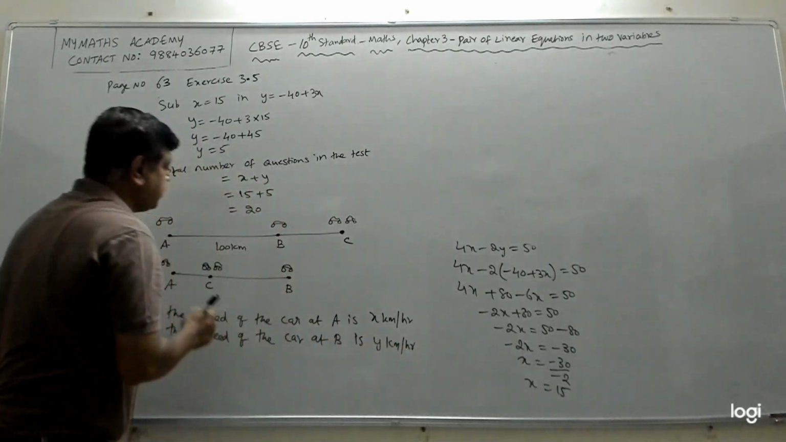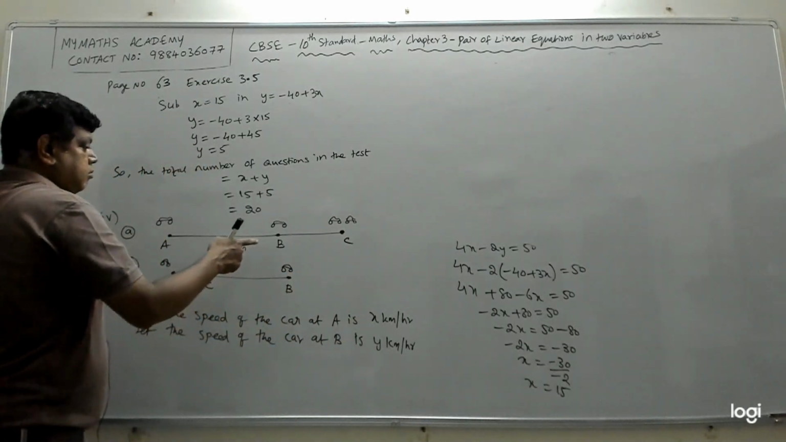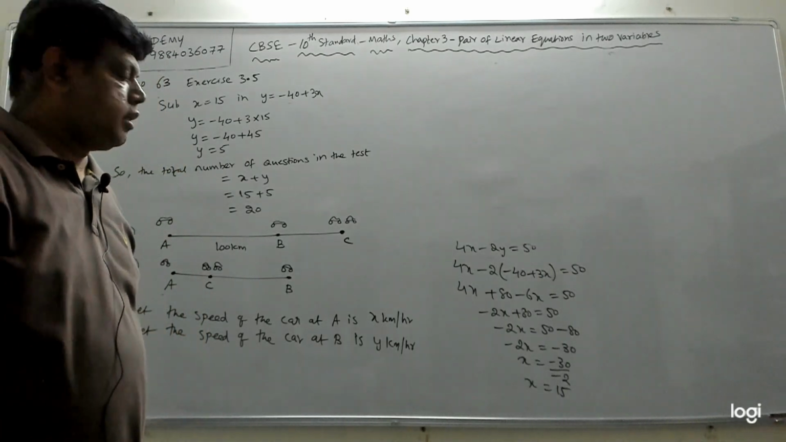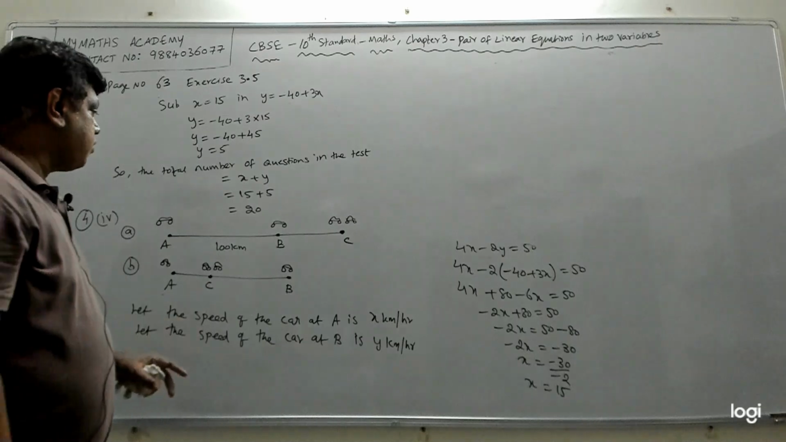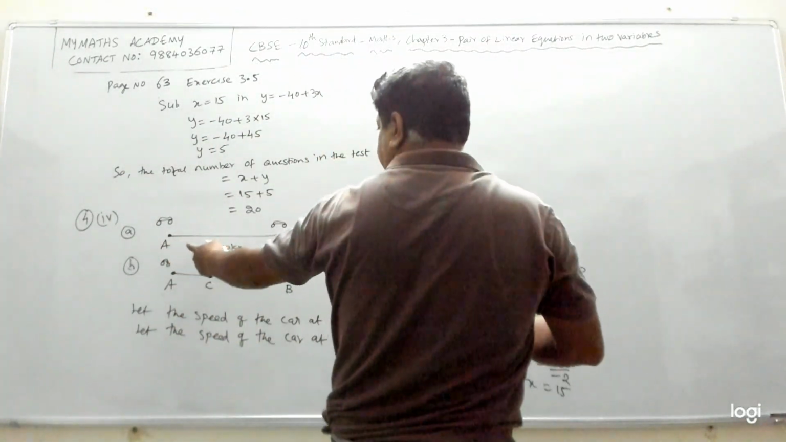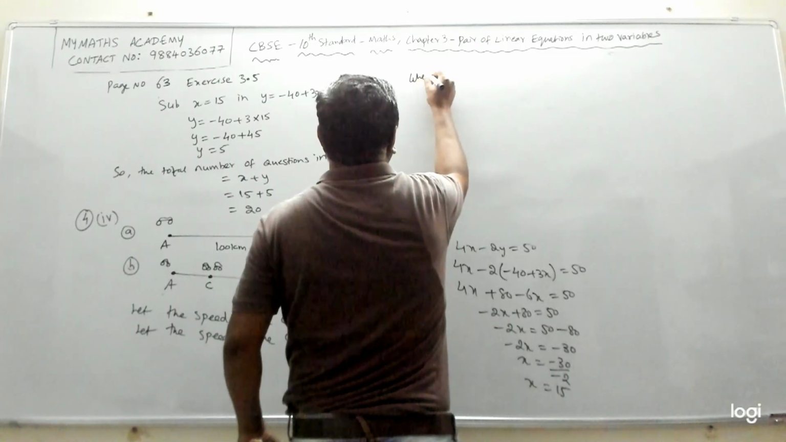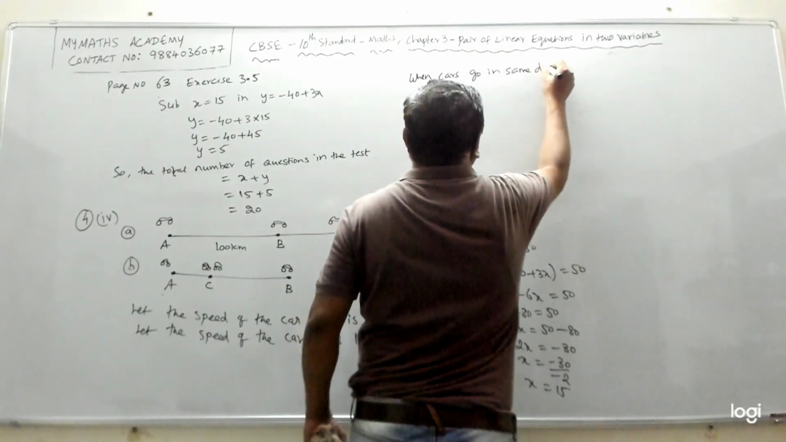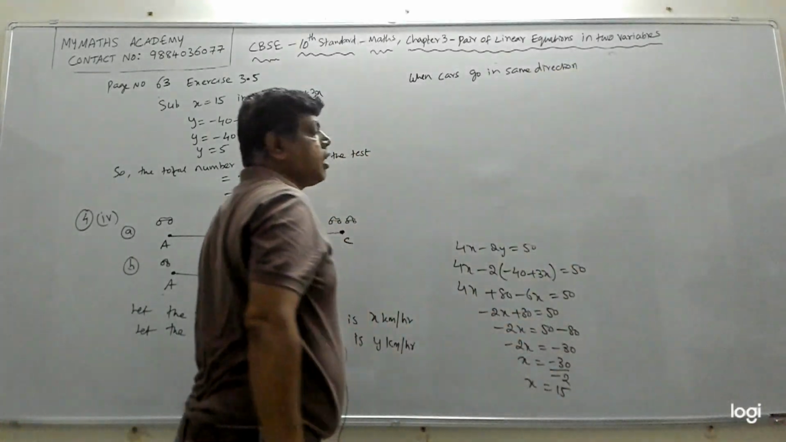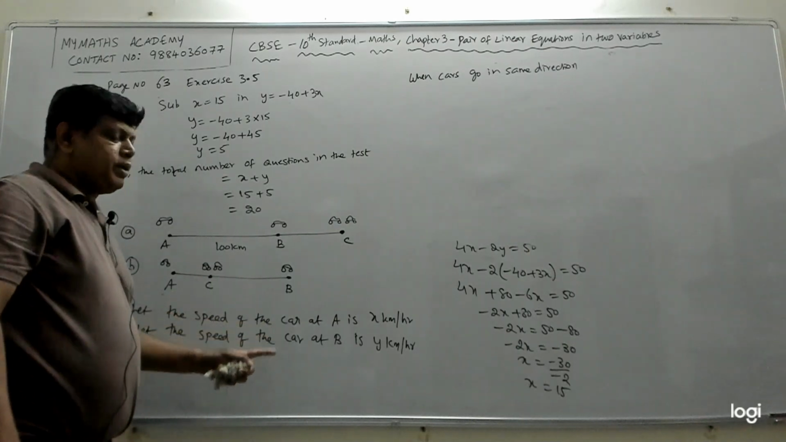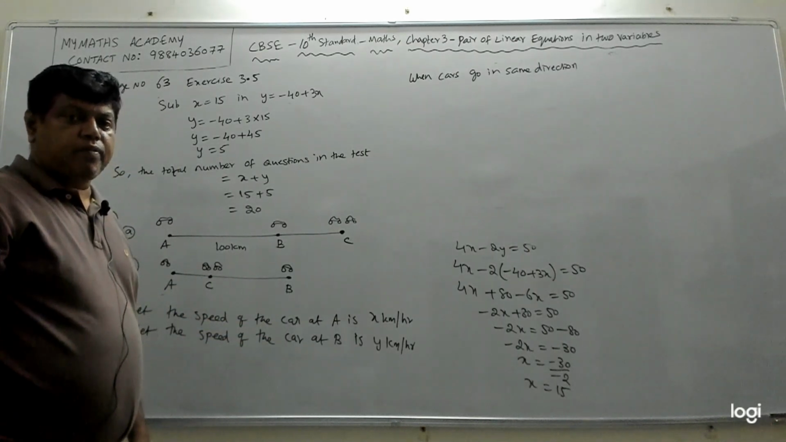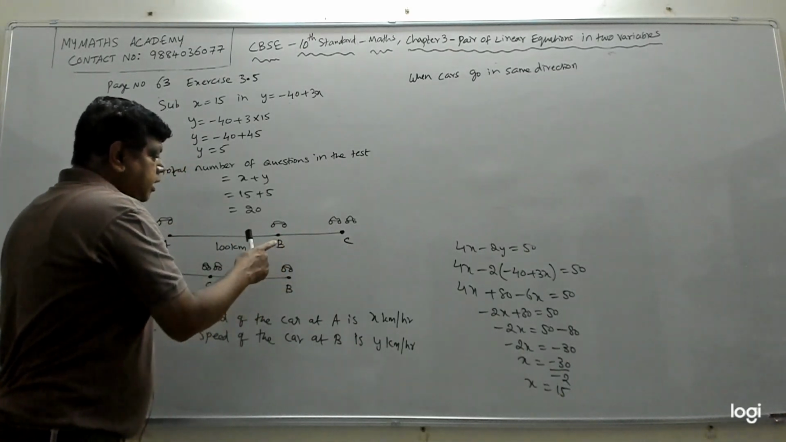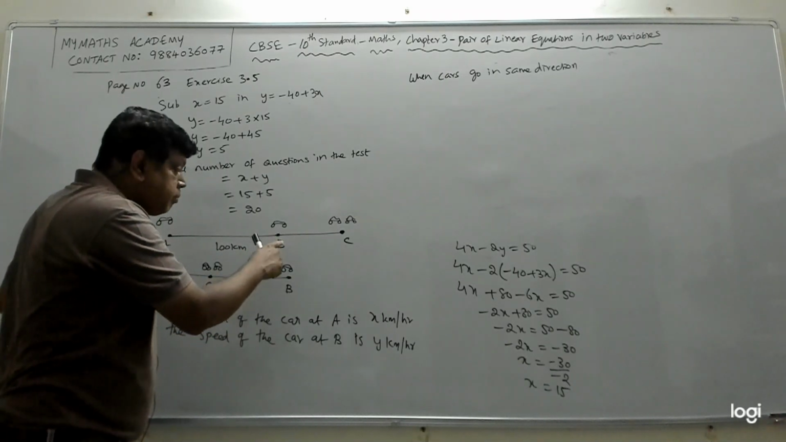The speed of the car starting from A is x kilometers per hour. The car starting from B is y kilometers per hour. If we find x and y, we'll get the answer. Now we need to form the equations based on the given information. So the first case is what? When the cars go in the same direction, we say they meet after 5 hours, which means car A took 5 hours to go from A to C, and car B also took 5 hours to go from B to C.